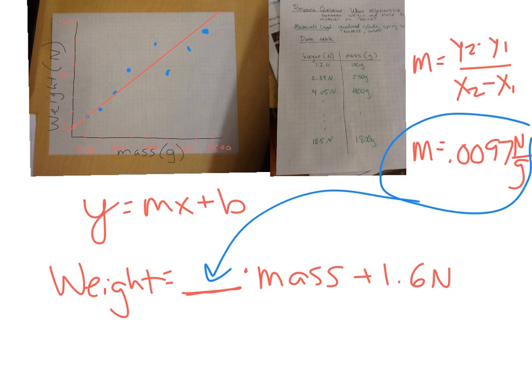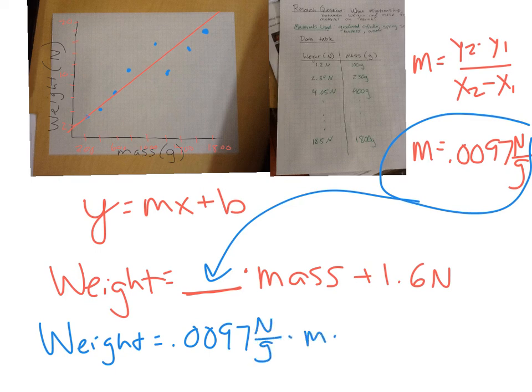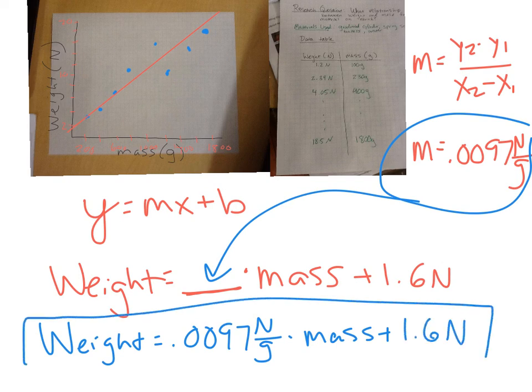So I finish off my math model. I'm going to write it one more time. It would just say that the weight of the object is equal to 0.0097 newtons per gram times mass plus 1.6 newtons. This formula is what we'll call a math model. It models what's happening with our trend in data.